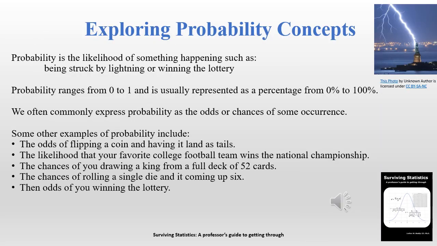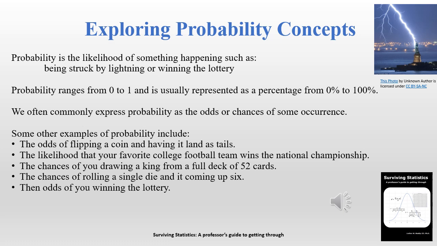Probability is the likelihood of something happening. For instance, what are the odds of you getting hit by lightning this year in the United States, or what are your odds of winning the lottery, assuming that you play it? Probability ranges from 0 to 1, and we usually represent it in percentages. So we could say that the probability could be 0% up to 100%. Sometimes we use odds, sometimes we use chances, sometimes we just simply use percentages.